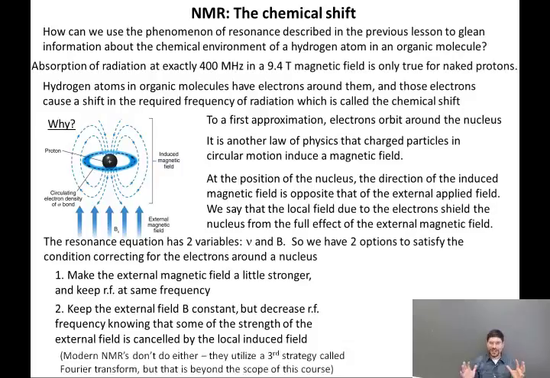I would like to, in the interest of full disclosure, tell you that modern NMRs don't do either of these. They utilize a third strategy called Fourier transform, but an understanding of how a modern NMR really works is beyond the scope of this course. Historically, however, as NMR was developed and applied to chemistry, you were able to do either number 1 or number 2. And it turns out to be a little bit easier to do number 2, so a lot of NMR spectrometers were developed based on number 2.